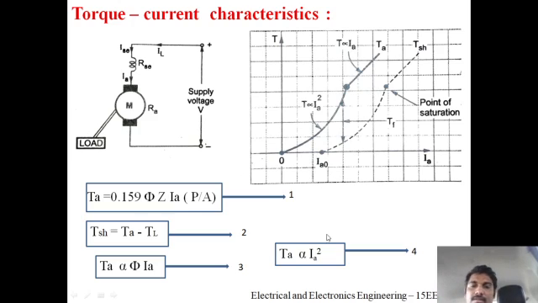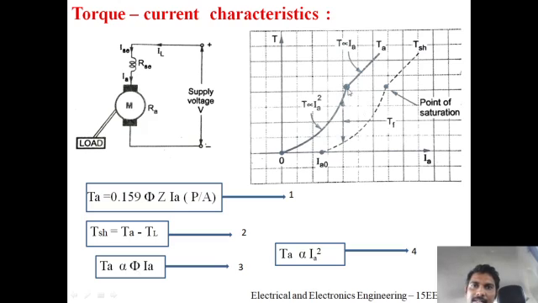So like this, you will get a graph which increases as the square of that current. The torque increases as the square of the current, up till this particular point, that means up till saturation of the core. Once the core saturates, after that the torque increases linearly, because we can neglect the term phi from this particular equation. That will become constant.